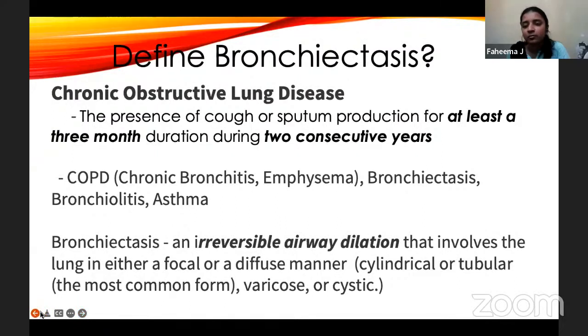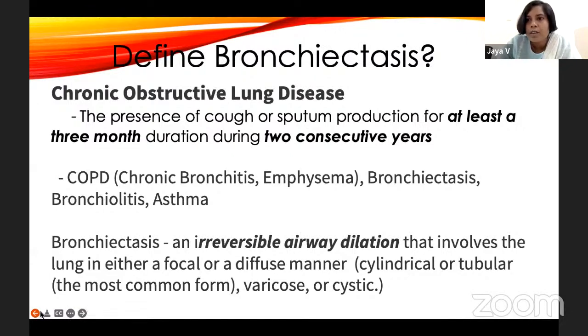Sputum production on most days for 3 months or more in 2 consecutive years. The patient should have sputum production for at least 3 months duration for 2 consecutive years. That's the clinical definition for chronic obstructive lung disease. So chronic obstructive lung disease, or COPD, includes chronic bronchitis and emphysema.